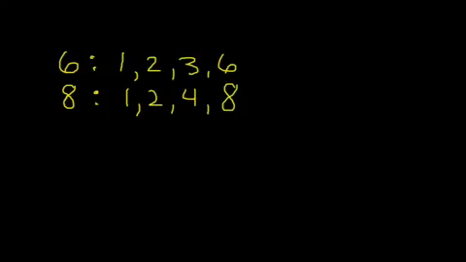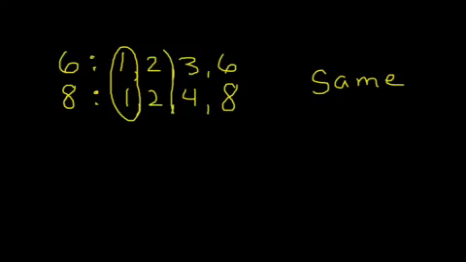Now I need to find the common factors. And remember, common means alike or the same. So we're just looking for numbers that are the same in both lists. They're common to both lists. I see there's a 1 in both lists, and a 2 in both lists. So basically my common factors are 1 and 2. They're the ones that are in both lists.